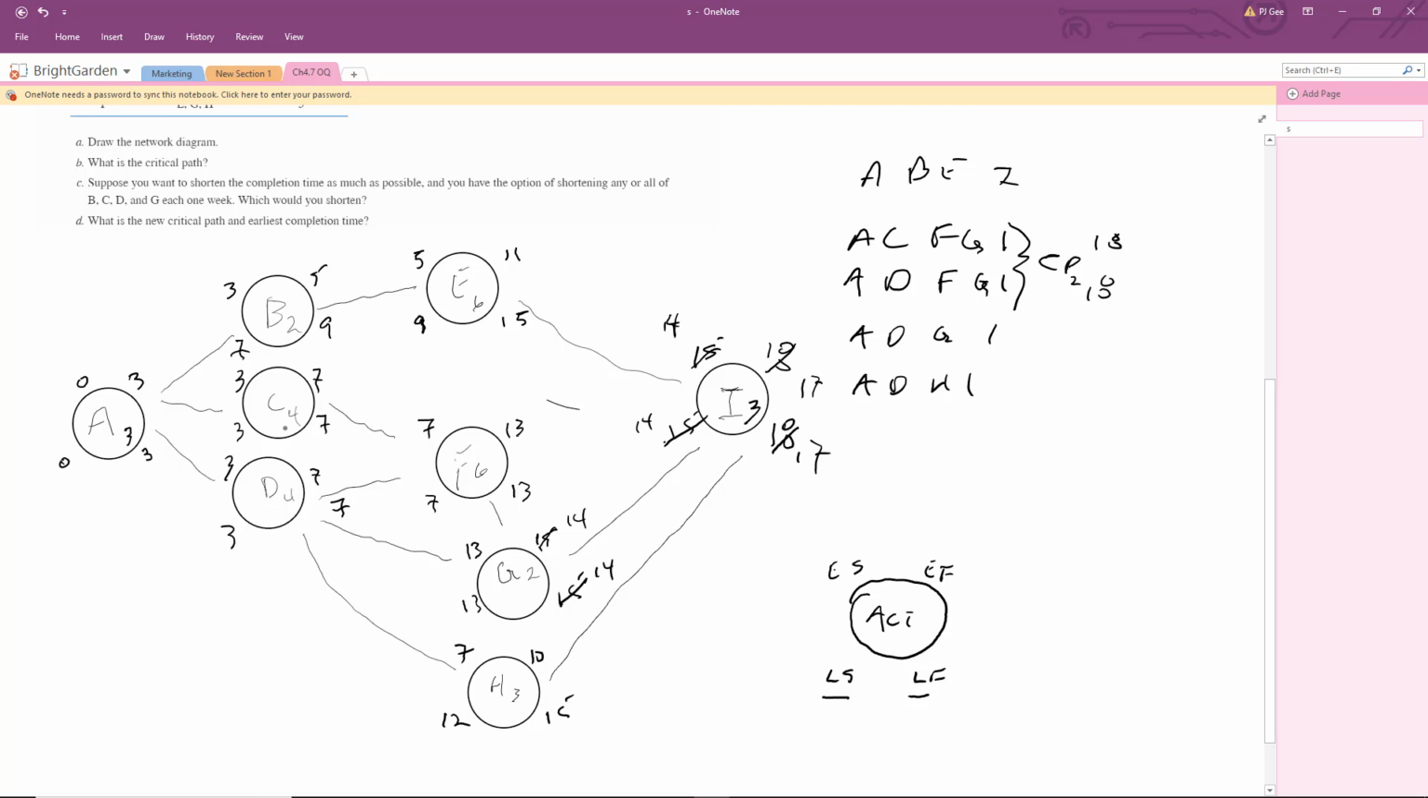You can't do it with C or D. You'd have to take a week off of both of them. Okay? And what is the new critical path and earliest completion time? Well, we pretty much just calculated that, and because G is on a single part of the critical path, we only reduce this by 1 week, but we still have 2 critical paths, and that should be the solution for problem 7.